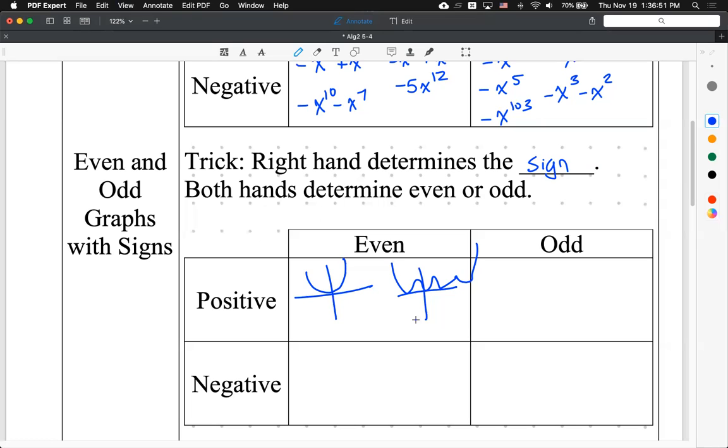Are you ready? Negative even. Here is a graph of negative even. Here's another graph of negative even. I can go woo, woo, woo, woo, woo. Something that looks like that. That's negative even. Again, I don't care what's happening in between. I care about the end behavior. What's happening at the far left? What's happening at the far right?